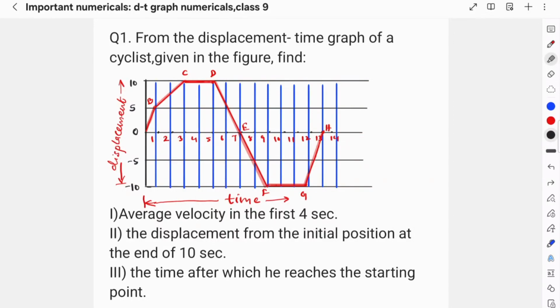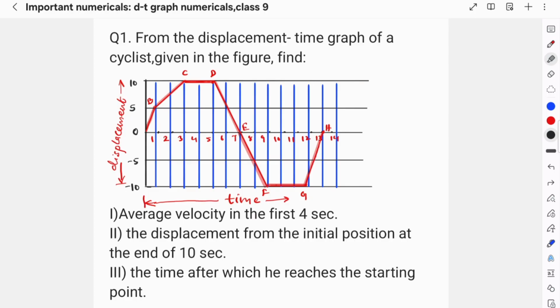Hi students, today let's see some important questions on displacement time graph. So see the first question. From the displacement time graph of a cyclist given in the figure, find the average velocity in the first 4 seconds.